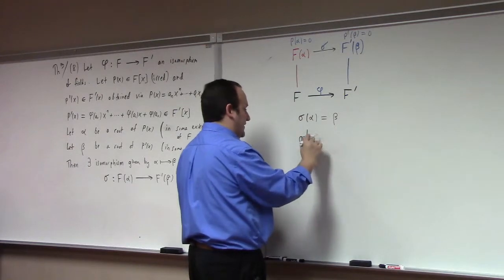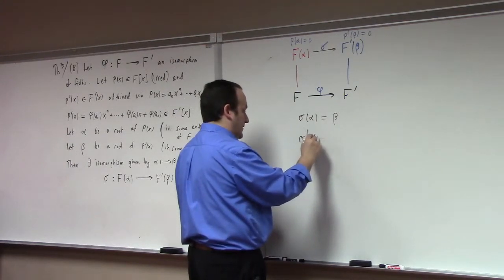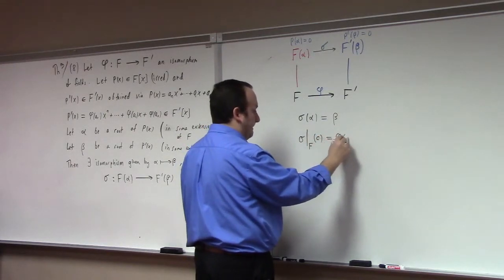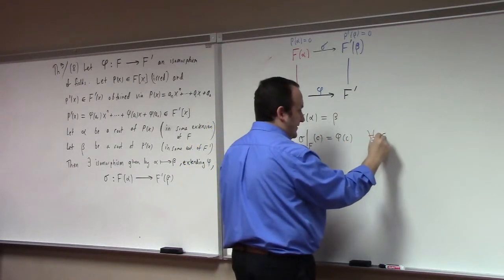So sigma restricted to F, if we look at anything in there, let's say c, we're just going to get phi of c for all c in F.